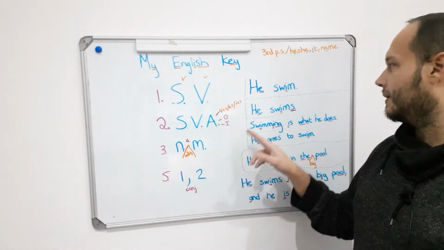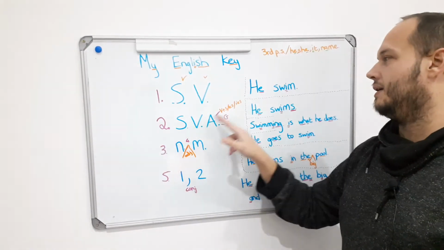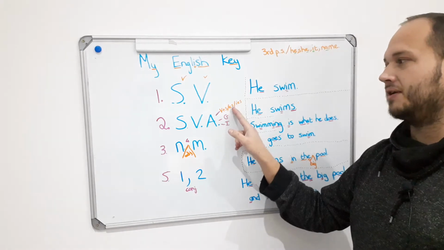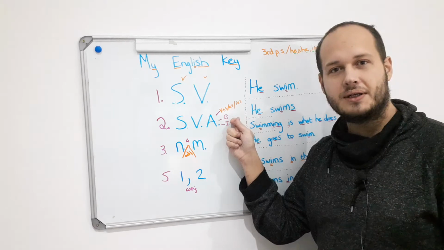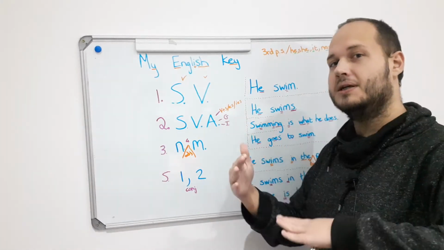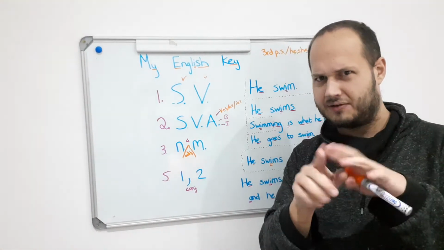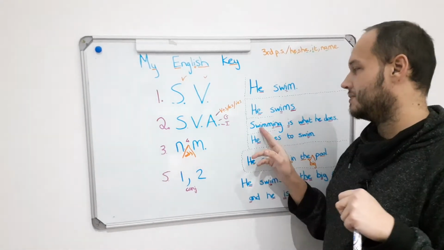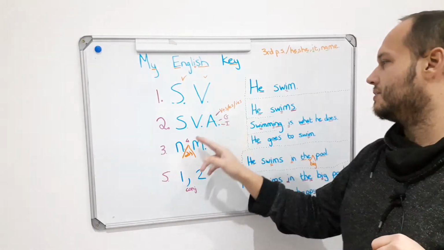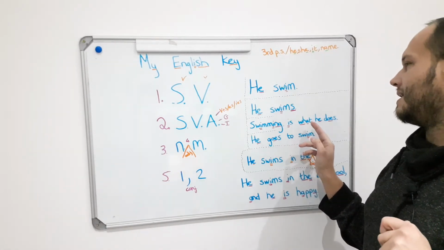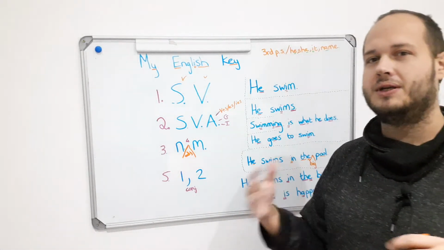So, he, subject, swim, verb. He swims, subject-verb agreement. Now, the gerund. The gerund here, we will get into it. The gerund is a noun that looks like a verb. It looks like a verb, but it's not. It's a noun. So here, swimming is your noun, and the verb is. So swimming is, and then what? So indicator, he does. So swimming is what he does.